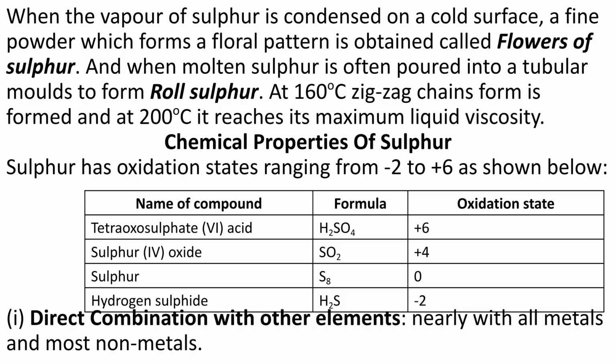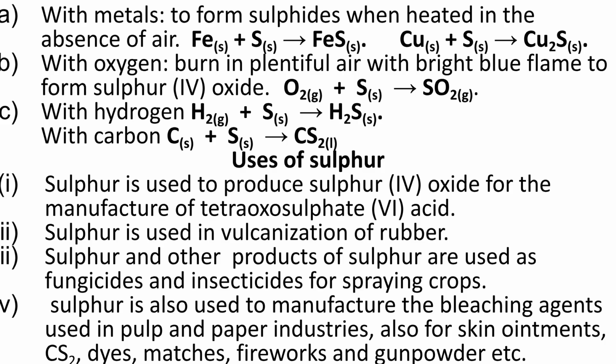Sulfur has oxidation states ranging from -2 to +6. It directly combines with nearly all metals and most nonmetals. Sulfur reacts with metals to form sulfides when heated without air. It burns with oxygen to form sulfur IV oxide. Sulfur is used in vulcanization of rubber, as a fungicide, and in manufacturing products like skin ointments, matches, and fireworks.